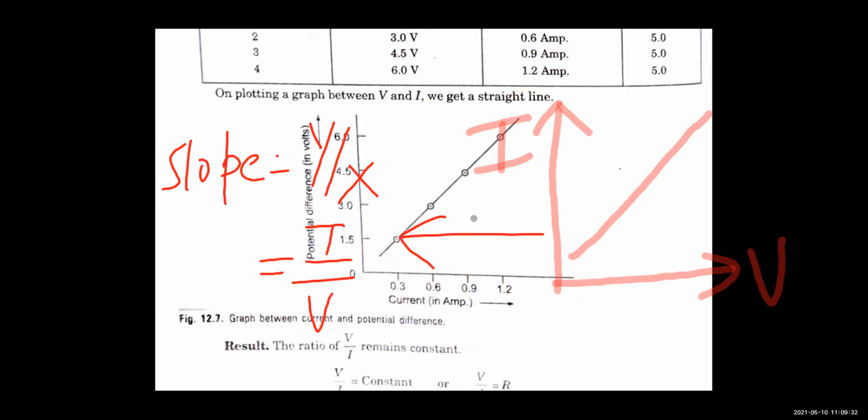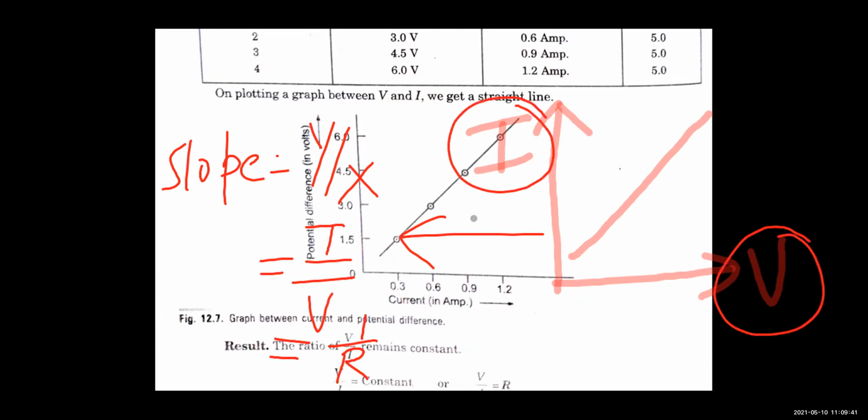So this is not V upon I. If it is V upon I, it is R. This is I by V, so it is 1 upon R. So when current is on the y-axis and voltage is on the x-axis, the slope of the graph will give you the value of 1 over R. Okay. So this is it.